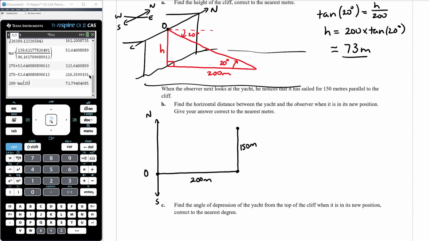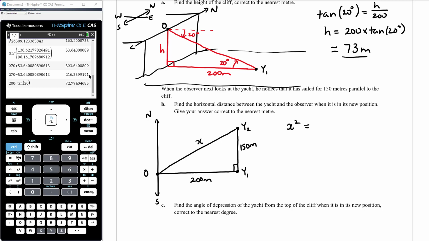And now what we want to know is the horizontal distance. Everything in this diagram I've drawn in part B is horizontal because I'm looking at a bird's eye view. We want to know the horizontal distance, so that's the yacht. This is the yacht at position 2, this is the yacht at position 1. We want to know the horizontal distance between the yacht after it's sailed and the observer, so that is that distance there. That's a right angle because this was north, south and east, west. And so we can just use Pythagoras to work out x.